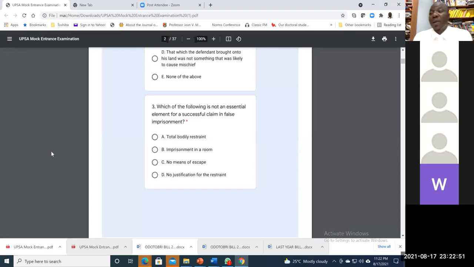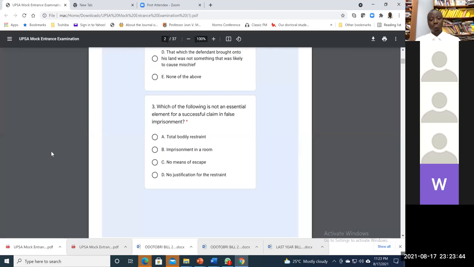We know that false imprisonment is where someone has delimited the space and has confined you. The confinement need not be actual physical confinement, like a fence put around you. But so long as you are confined to a limited space, beyond which you cannot freely move away on your own, that will amount to false imprisonment. So which of the following is not an essential element? A, total bodily restraint, that is, you are completely restrained. You don't need to be totally restrained before you can say that you are falsely imprisoned. But let's flag that and move on to the next.